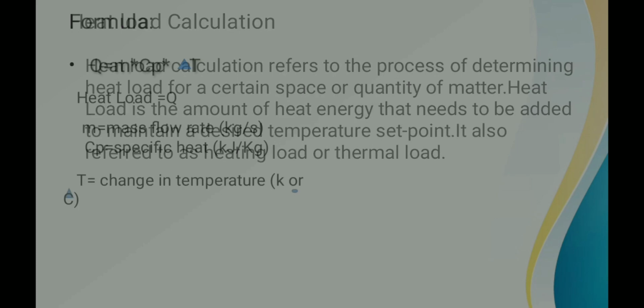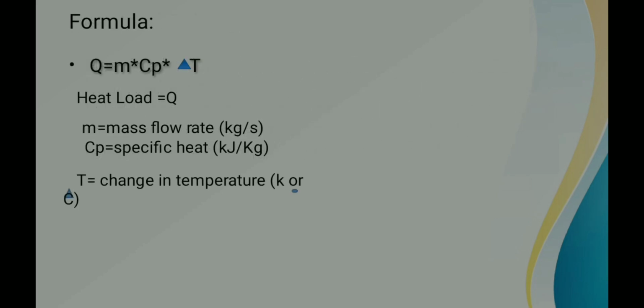Let us look at the formula of heat load calculation. Q is referred to as the heat load, M is the mass flow rate, Cp is the specific heat, and delta T is the change in temperature. So the final formula is Q = M × Cp × ΔT.